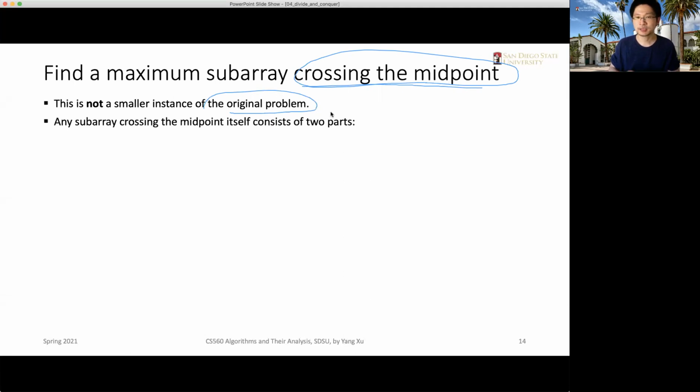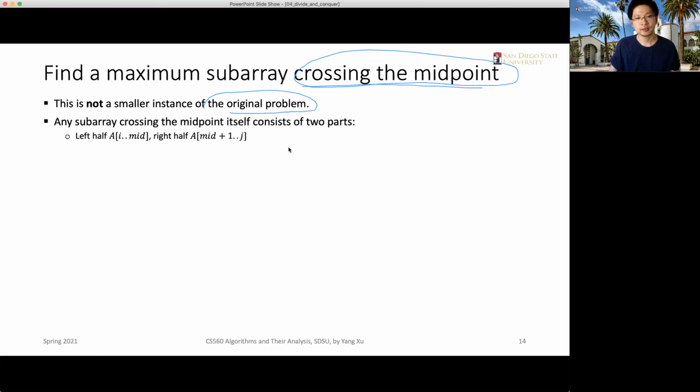Professor? Yes. Just a quick question. When you say crosses the midpoint, it doesn't have to be the midpoint of the subarray, correct? No, it's not the midpoint of the subarray. It's the midpoint of the original array. Oh, okay, makes sense. The midpoint is where we compute from low and high. So low is the left point and high is the right point of the original problem. Okay, that's a good point, good question.